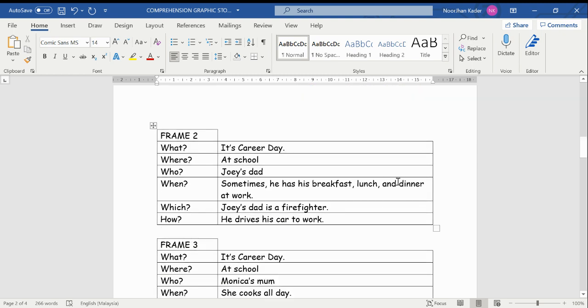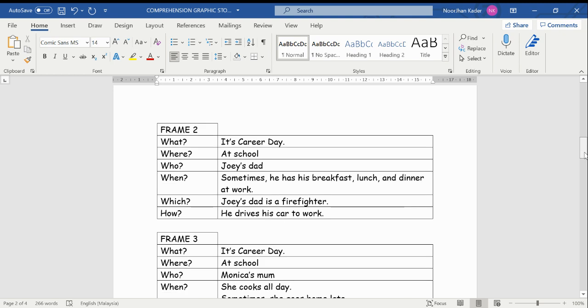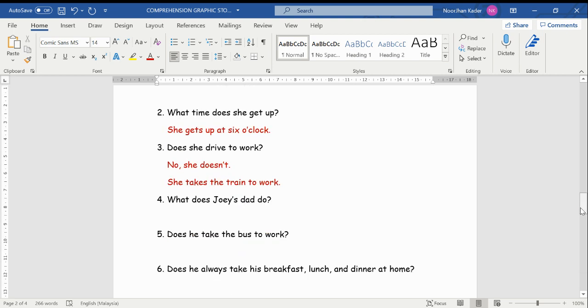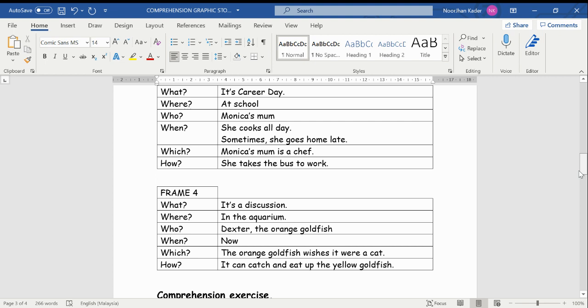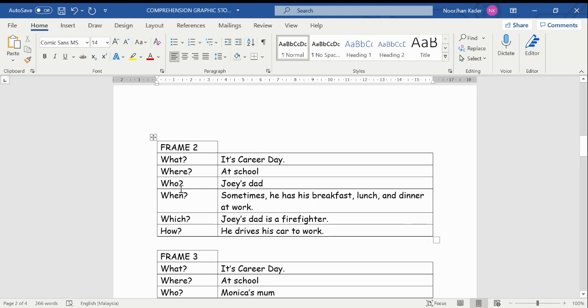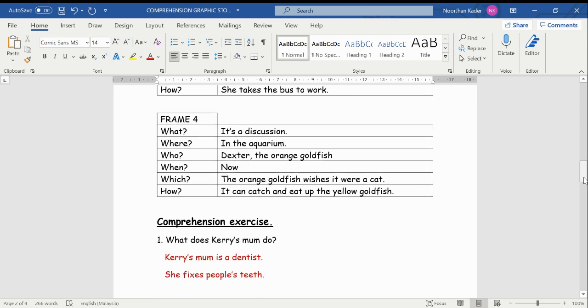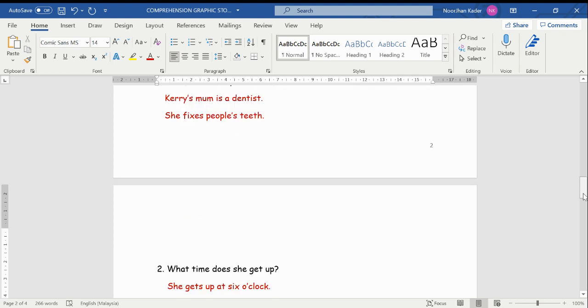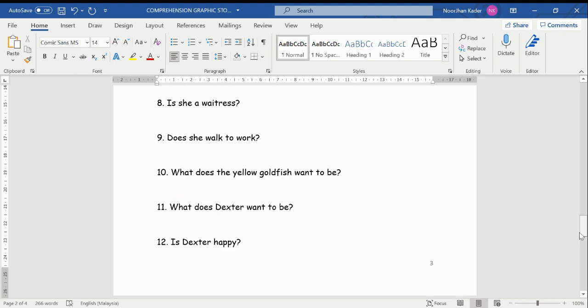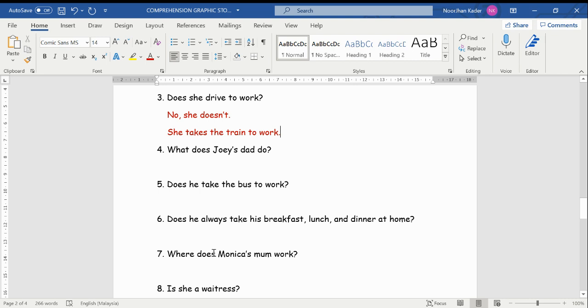So we have to concentrate on this when we want to find the details for these questions. What does Joey's dad do? Which occupation does Joey's dad do? So Joey's dad is a firefighter. We are not only talking about occupation, but we are also talking about what Joey's dad does. So we have to explain further.